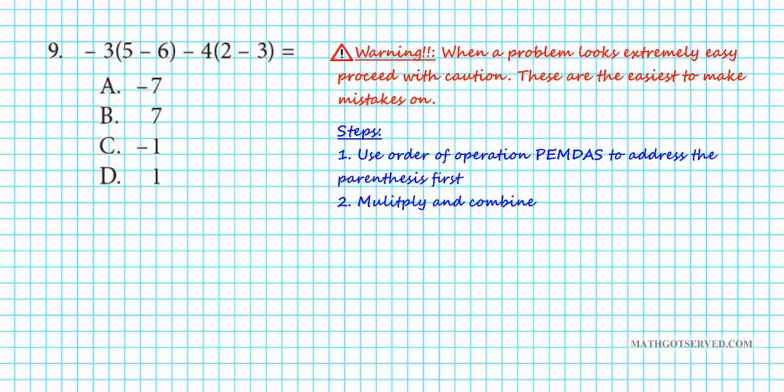Okay, let's take a look at problem number 9. We have negative 3 times 5 minus 6 minus 4 times the quantity 2 minus 3 equals. Now, one warning for the Accuplacer exam is that when a problem looks extremely easy, proceed with caution. A problem like this, you might look at it and say, oh, that's an easy problem. These are the problems you want to be really careful about. Why? Not because they're difficult, but because these are the ones that are the easiest to make little mistakes on.